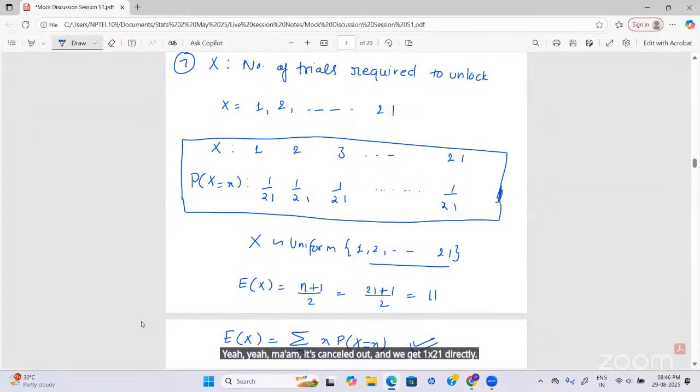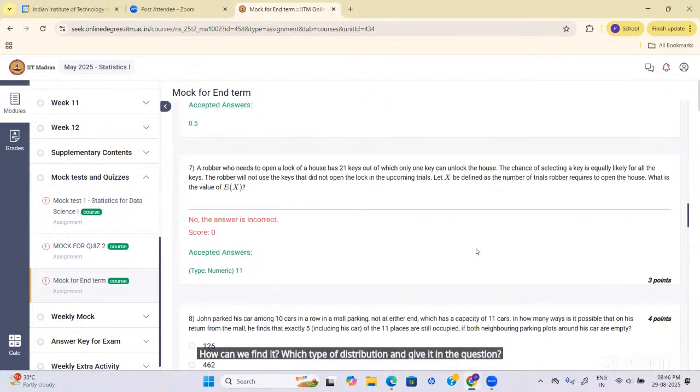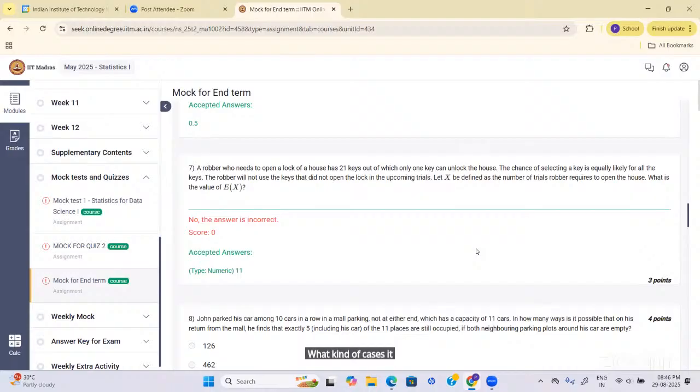It is so difficult to find which type of distribution is given in the question. How can we find which type of distribution is given in the question? For that, you have to understand each distribution clearly: what is the property, in what kind of cases it is being used, and for what kind of variable it is defined, discrete or continuous.